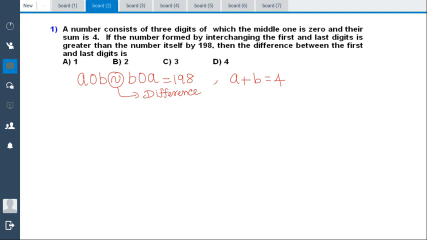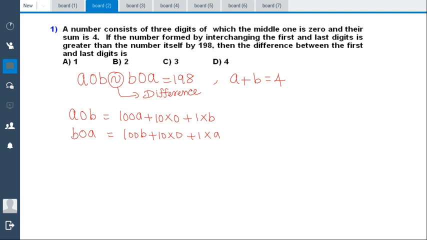Now, how do you write the value of a three-digit number? The value of a three-digit number is, A is the hundreds place, zero the tens place, B the units place. So this is equal to 100A plus 10 times 0 plus 1 into B. Similarly, B, 0, A, this three-digit number is 100B plus 10 into 0 plus 1 into A.